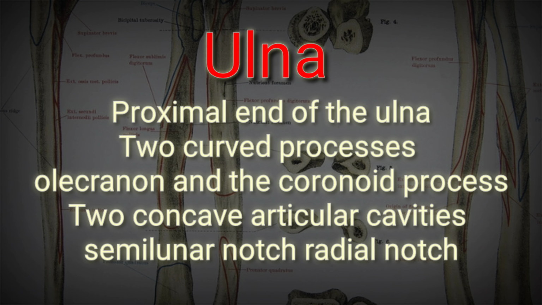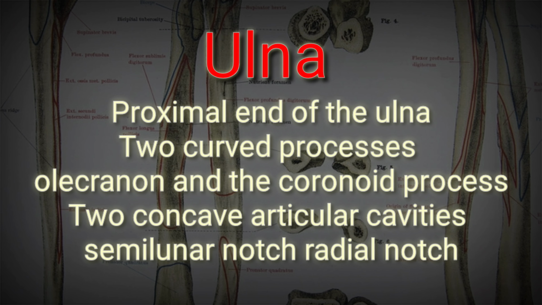Ulna. Proximal end of the ulna: two curved processes, the olecranon and the coronoid process. Two concave articular cavities: the semilunar notch articulates with the trochlea of the humerus and the radial notch articulates with the circumference of the head of the radius.